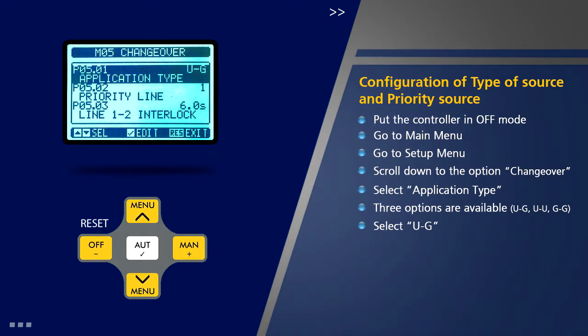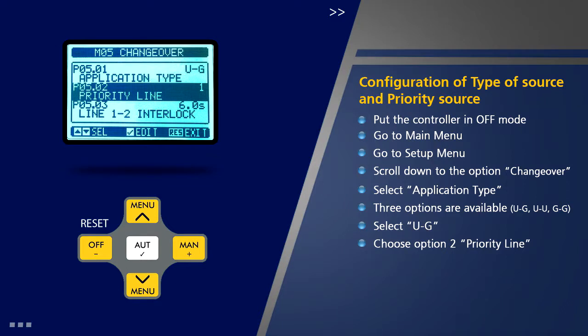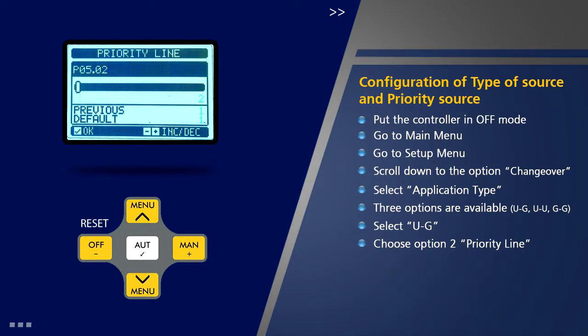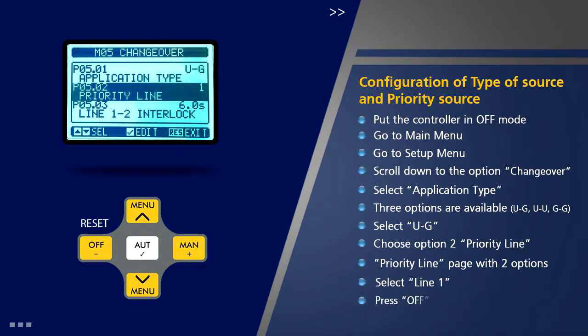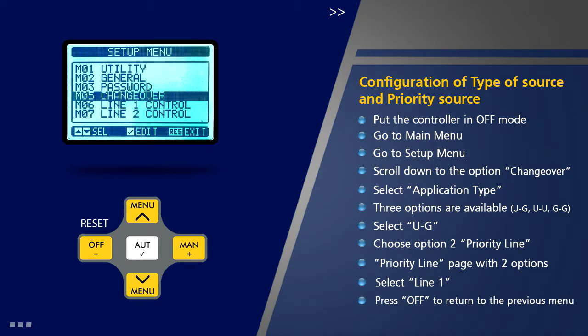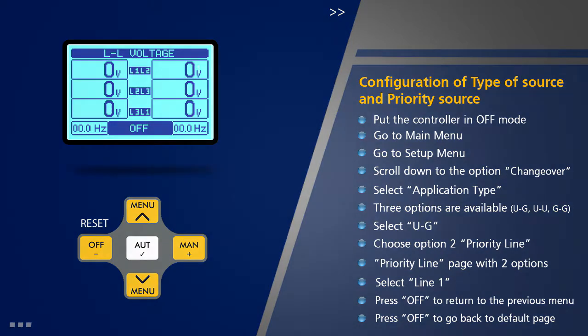To select Priority Line, choose option 2, which is Priority Line, on the Changeover page and press OK. Now the Priority Line page will be displayed showing 2 options, 1 and 2. Select Priority Line as per site requirements, for example Line 1, and press OK. Press Off to return to the previous menu. Press Off again to go back to the default page.